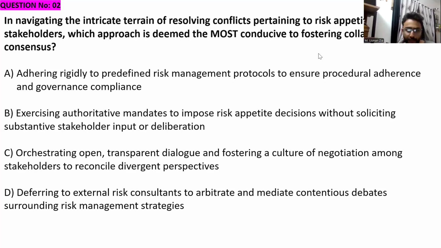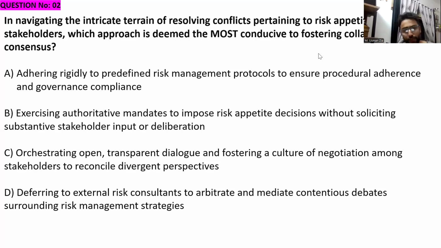Sir, to me, it feels like option C, orchestrating open, transparent dialogue and fostering a culture of negotiation among stakeholders to reconcile divergent perspectives. Okay, C is the right answer. But I want to know why others are not selected.